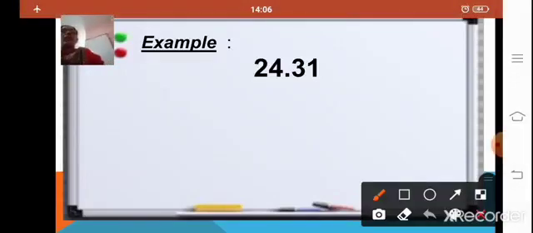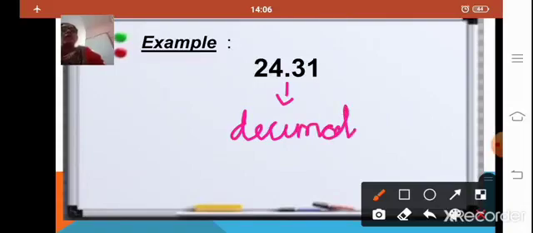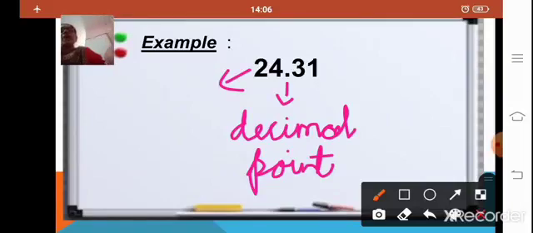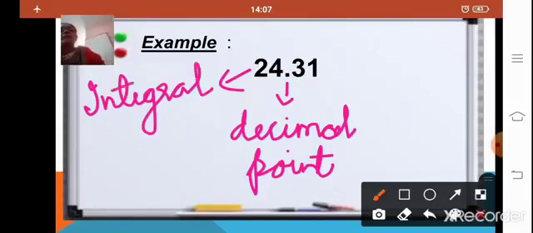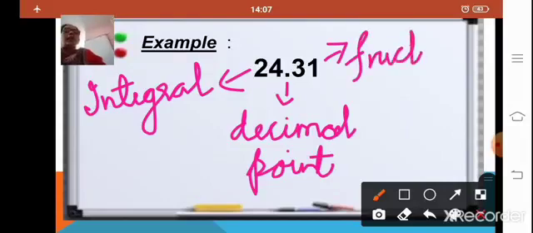The dot in between the 2 numbers is called the decimal point. The number to the left is called the whole part, or you can also call it the integral part. And the number to the right side, you can call it the decimal part, or also the fractional part. Now the decimal point separates the integral part and the fractional part.